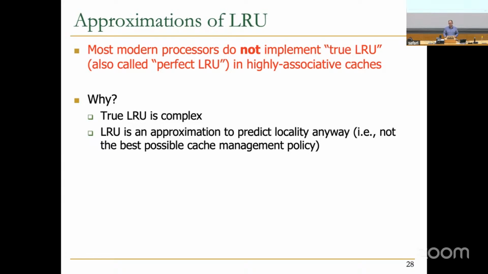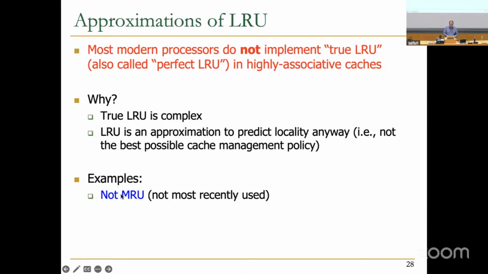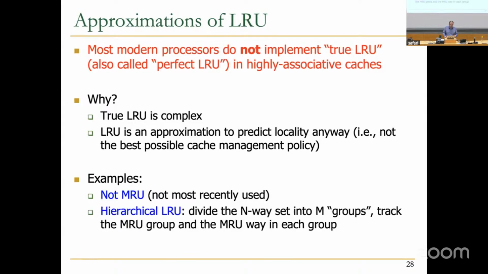So maybe it doesn't make sense that we spend a lot of resources and time to design something which in the end is not going to be perfect anyway. That's why people try to use some approximation for LRU. For example, one way is using not-MRU. We only need to keep the most recently used, so that's easy. You just want to know which block has been used most recently, and you make sure that you don't evict that one, and the rest you can, for example, select randomly. You can also have hierarchical LRU.